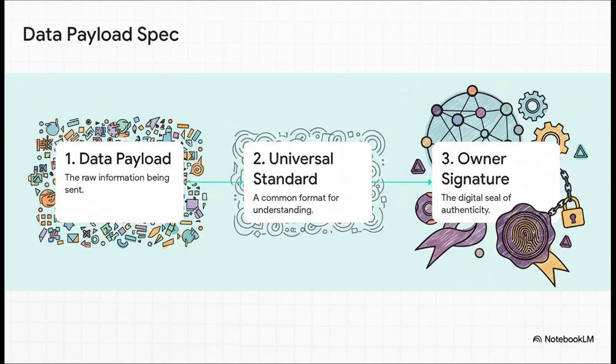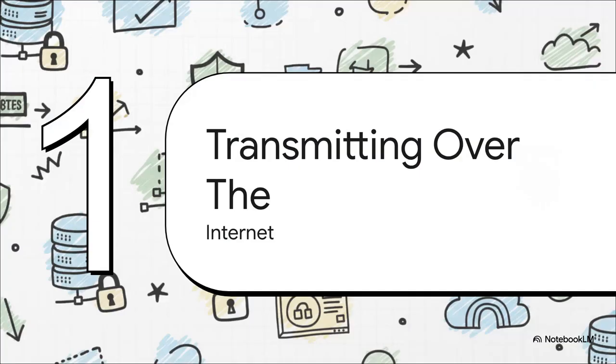But look at that middle part, a universal standard. This is so important. It's like a universal language or a universal adapter, making sure that whatever system gets this data knows exactly how to read it. It's all about making sure everything can talk to each other smoothly. All right, our data packet is signed, sealed, and standardized. It's sitting on that private server, raring to go.